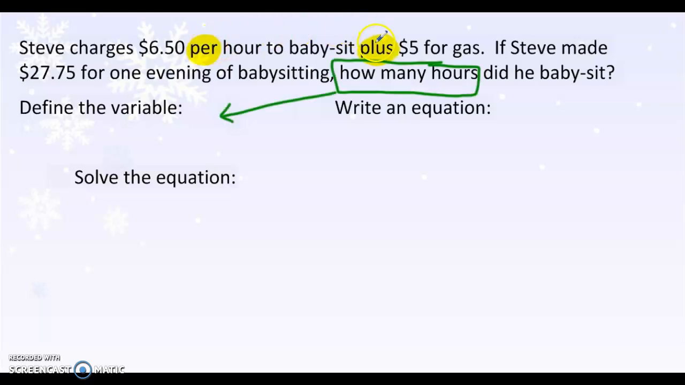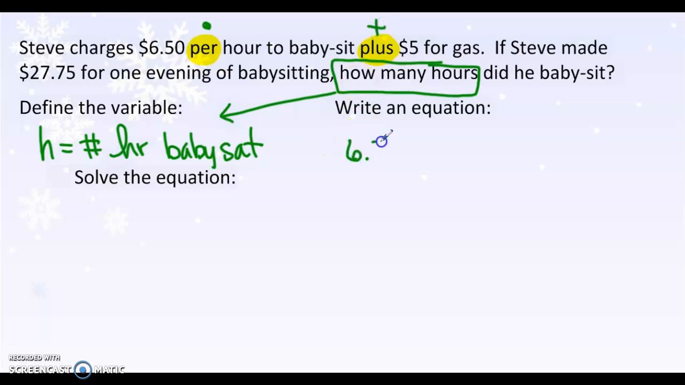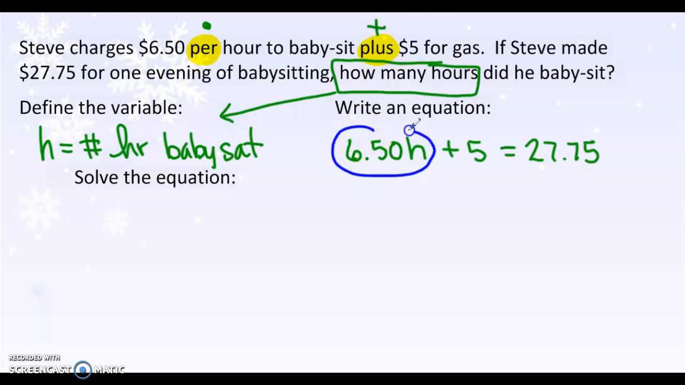So we can see we've got two math words that we've highlighted, and we've identified our unknown variable. So let's write that out. Let's let H equal the number of hours babysat. We've got the word per. Per means multiplication, and we've got plus for addition. So it's $6.50 per hour, and that's what we don't know. So we're going to take $6.50 and multiply it by H. Then we're going to add our $5 for gas, and that gets us our total of $27.75.